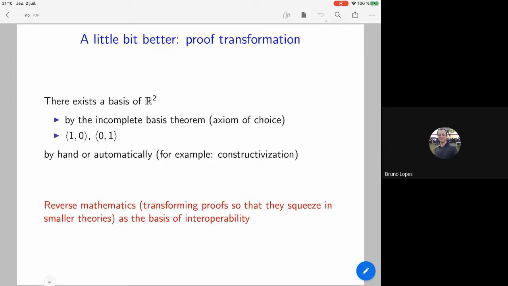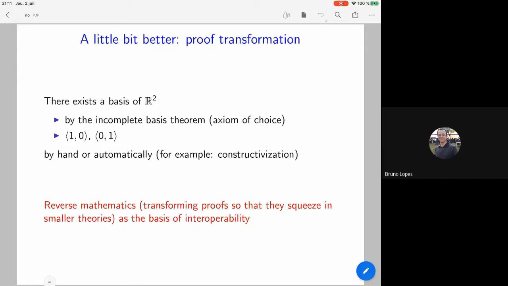A very good example of this is constructivization algorithms. We have a proof in classical logic, and we have an algorithm attempting to transform this proof into a constructive one. It doesn't always work, of course, because some theorems have a classical proof but no constructive proof, but it works in many cases. And in fact, the idea which is at the basis of reverse mathematics, which is to transform proofs so that they squeeze in smaller theories, is at the basis of interoperability.